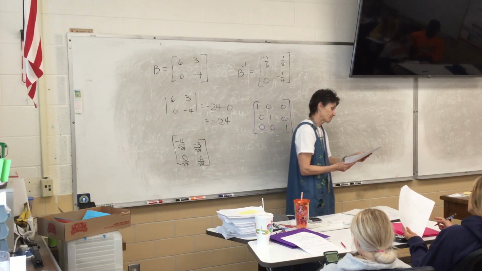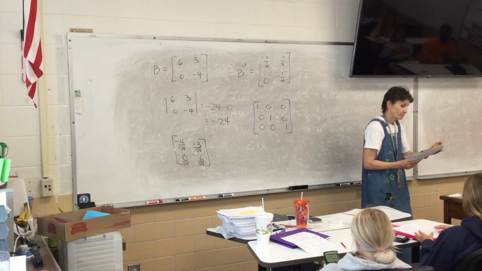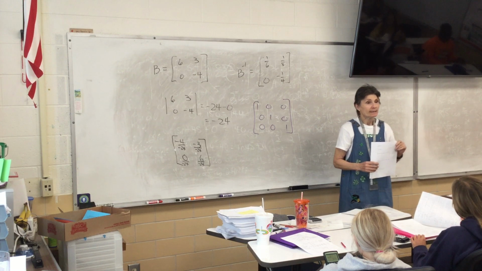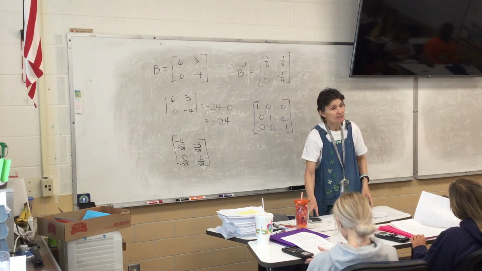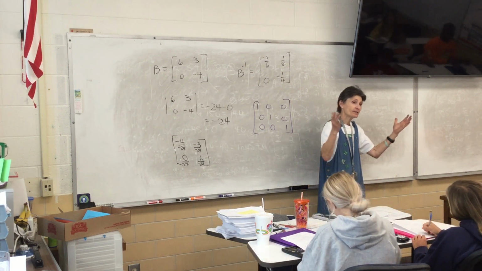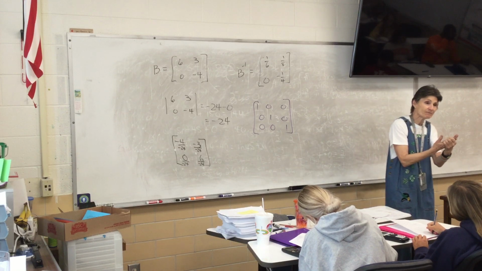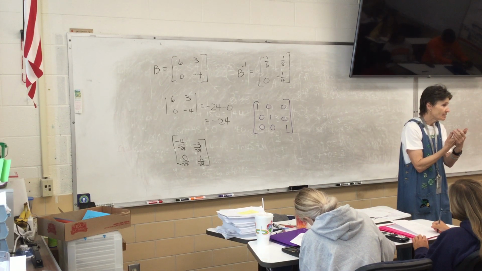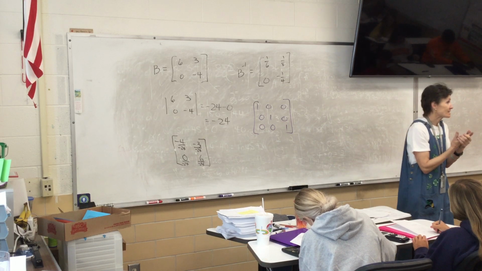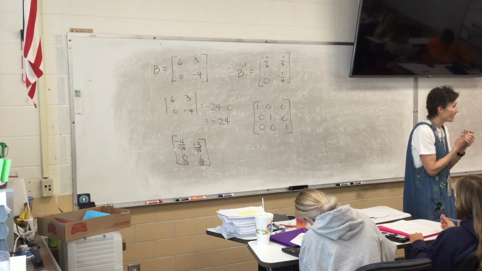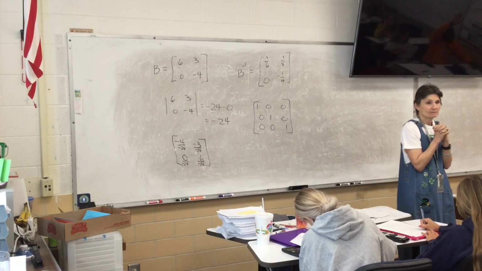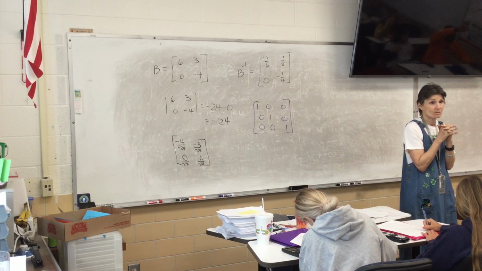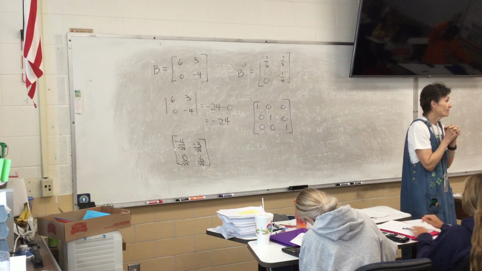D inverse. Can't you not do it? What? You can't do it. Why not, Alexis? Because you can't do a determinant of it. In order to have an inverse, your matrix has to be square. Because that's the only way you can find the determinant, right? So D has no inverse.